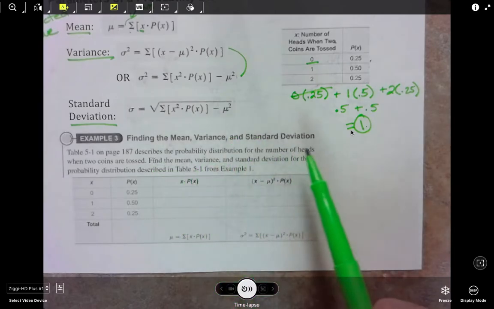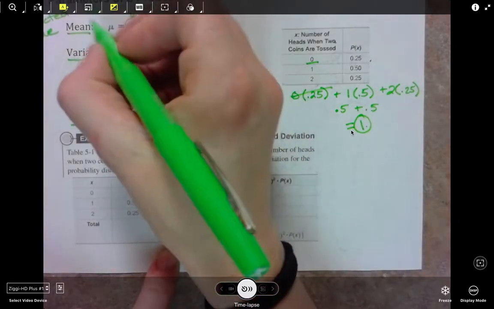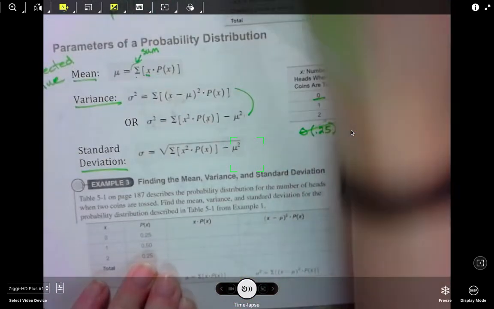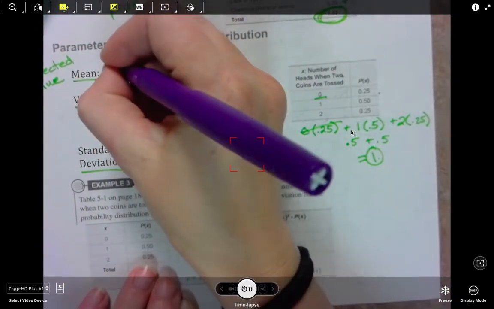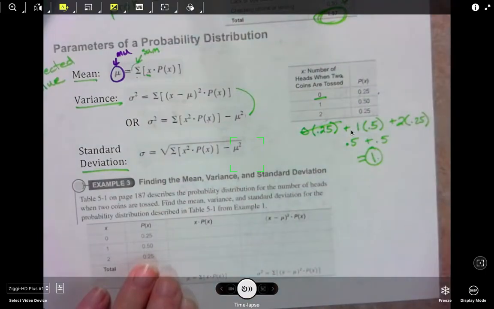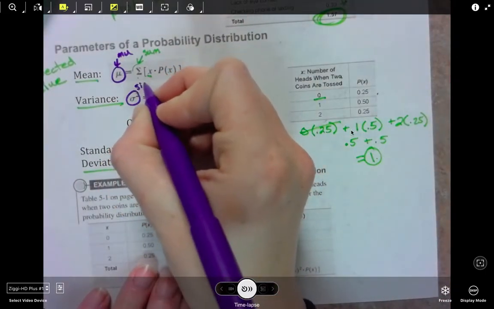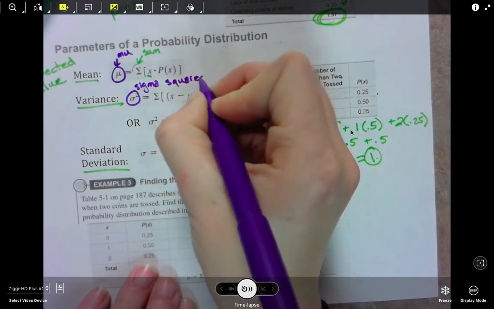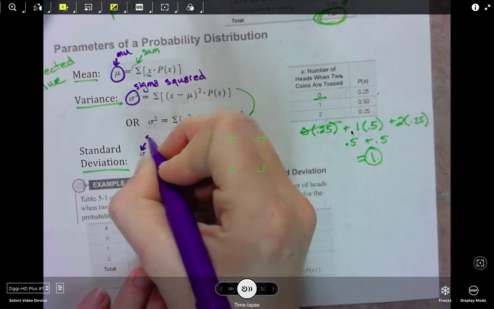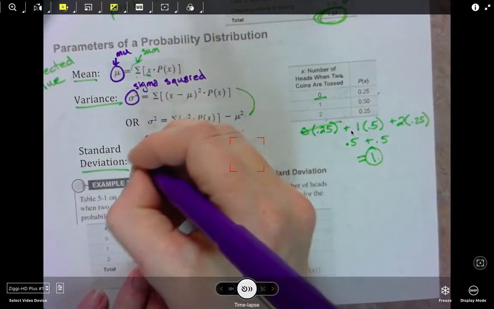The probability distribution of the number of heads when two coins are tossed. Oh, shoot, I should have written that down here. Darn it. Okay, when you're finding the mean, the mean is this symbol. This guy is mu, M-U, pronounced mu. This guy is sigma squared. And this guy is just sigma for standard deviation. Those are your Greek symbols, okay? Sigma, sigma squared.